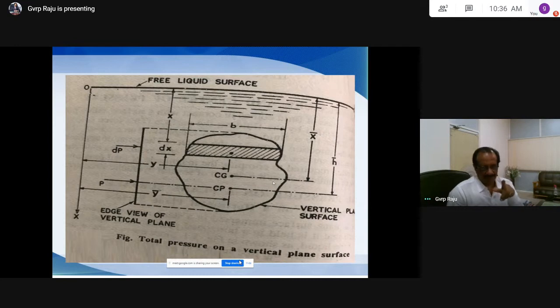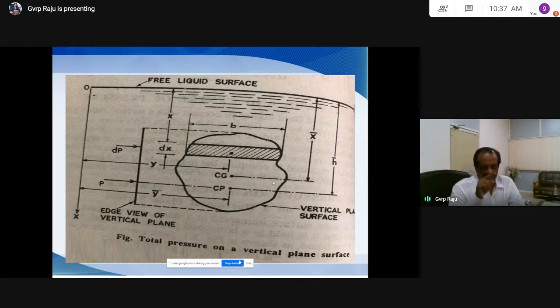Now the depth of immersion is doubled. So this is proportional to 1 by x bar. If you take 2 times of that, x bar for the new case must be equal to 2 times x bar. If the depth of immersion is doubled, provided other properties are the same, x bar becomes 2 times x bar.